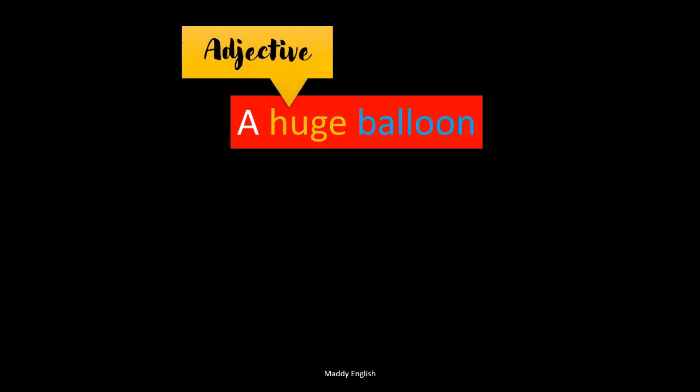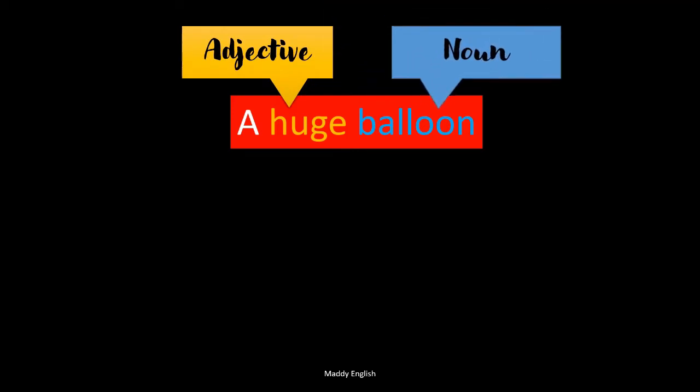Check this out. A huge balloon. Huge brings the meaning of big. And when it is used before balloon, it describes the balloon's size. Here's what we call an adjective, as it illustrates a noun.